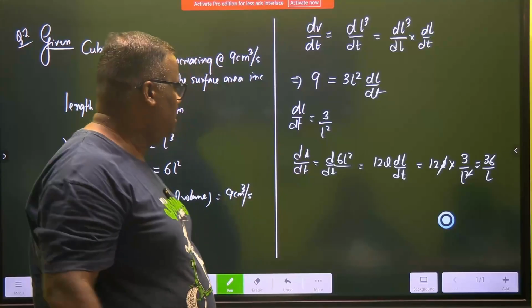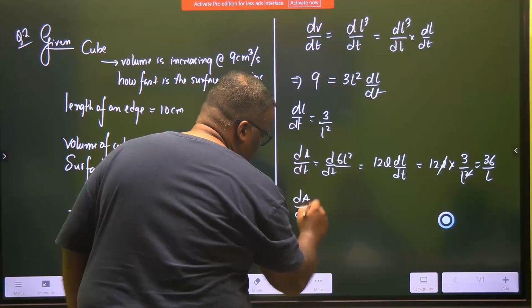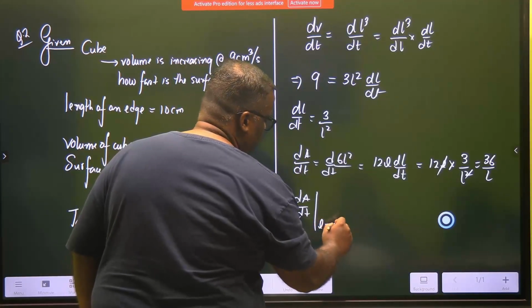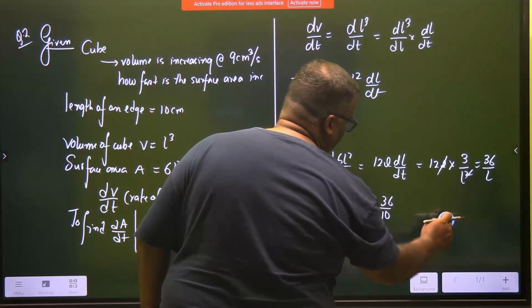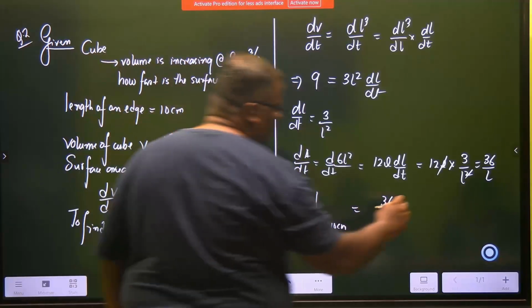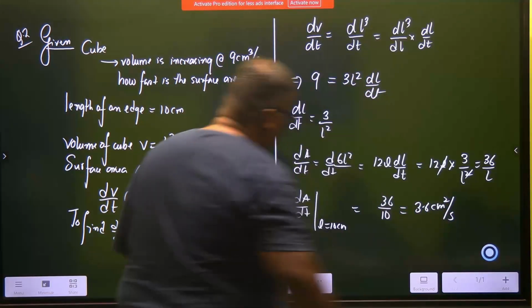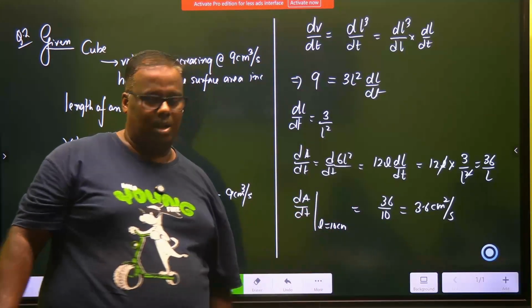But in the question they asked you, what is the growth of surface area when the length is how much? 10 centimeter. So this is equal to 36 divided by 10. So you will write growth in surface area when it is 10 centimeter is 3.6 centimeter square per second. See where I got the unit? Area is centimeter square, this is second.